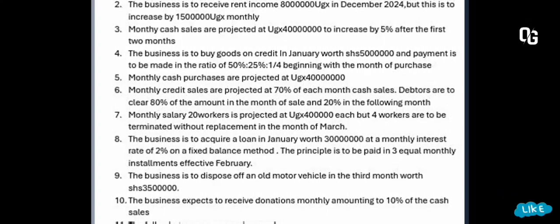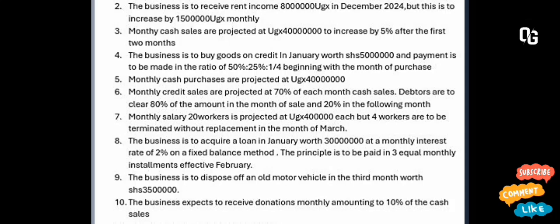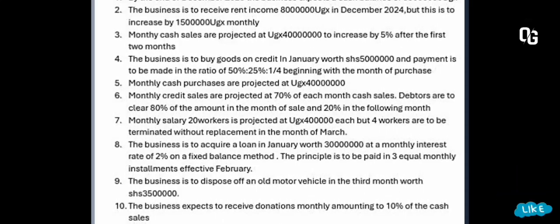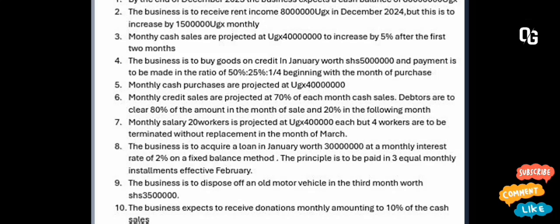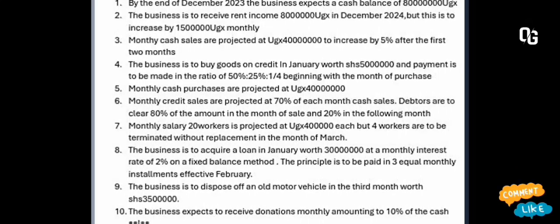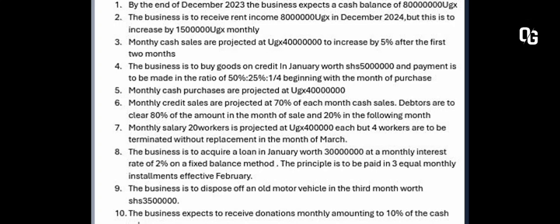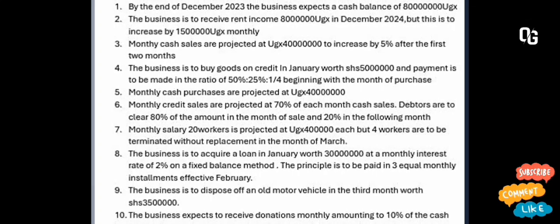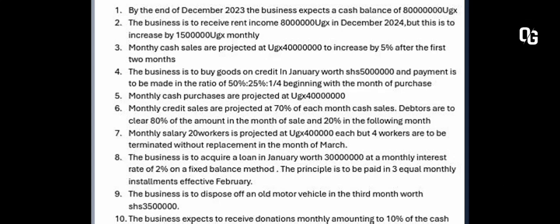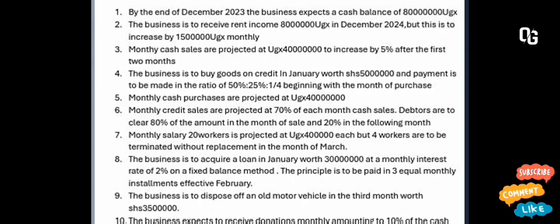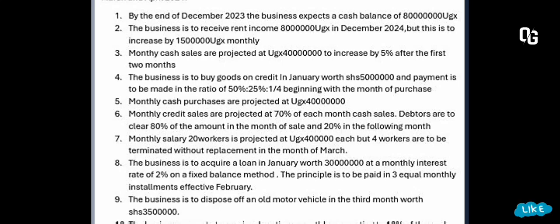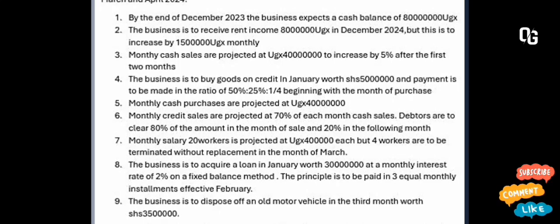So when you look at the next transaction, the fourth, it's the business is to buy goods on credit, but that is a cash outflow since it's a purchase on credit. The fifth transaction says monthly cash purchases, so that is also a cash outflow. So we don't record that at this stage of the cash flow statement. So we move on to part 6.